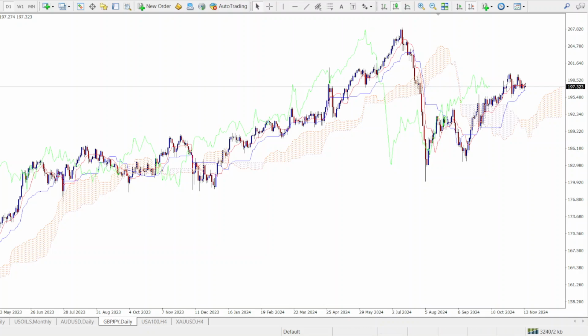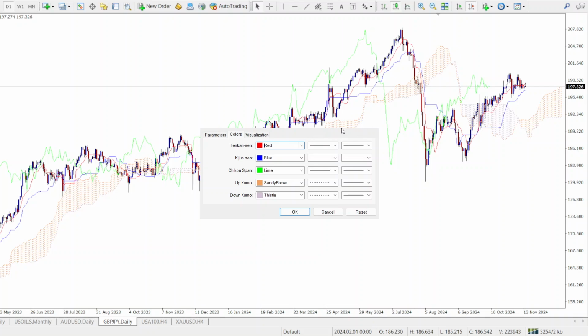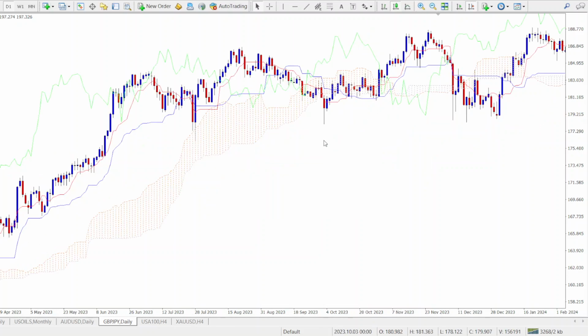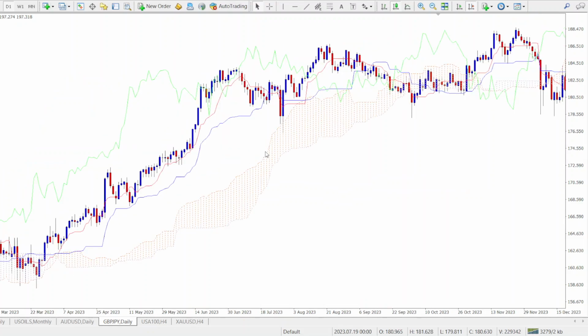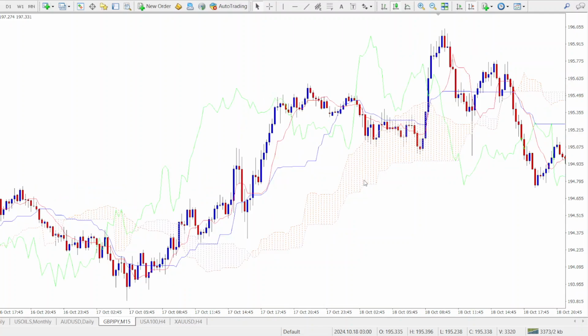Let us start with the Tenkan-sen, which is the red line. Sorry, the red is the Tenkan-sen. It is also called the conversion line. This short-term line is crucial for scalping. Because we're talking about scalping, let us go to the 15-minute time frame. The Tenkan-sen is crucial for scalping as it tracks faster price movements, making it a go-to for identifying quick entry points.